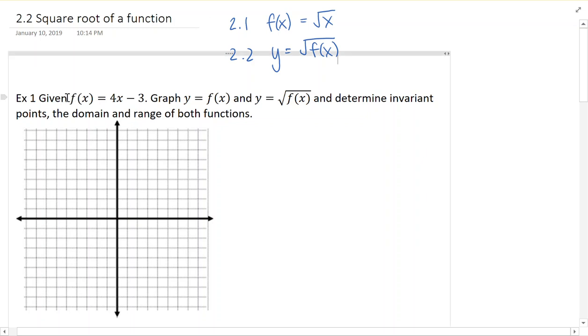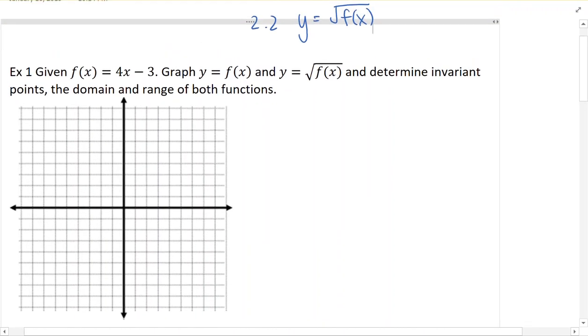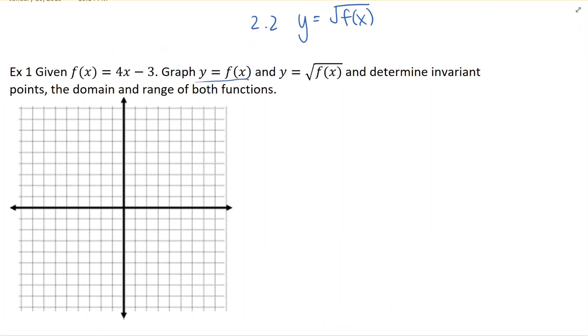We will be looking at the function 4x minus 3, which is a straight line. We will first graph the function and then the square root of the function. Determine invariant points, domain, and range of both functions. So let's just zoom in a bit. So here we go. I'll graph the function in blue, and then I'll graph the square root of the function in red. This function is just a straight line. The 4 is the slope, and negative 3 is the y-intercept.